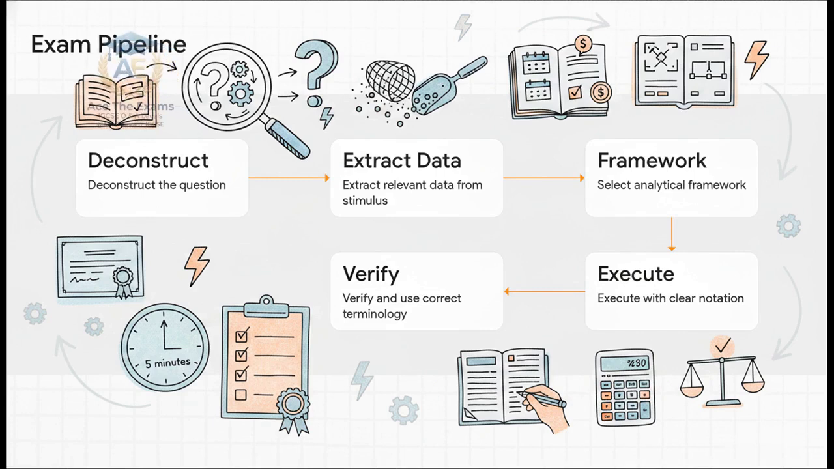Pillar 3 is the last 5 minutes review checklist. This is where you present terminology. In those final 5 minutes, review your work. Did you use proper headings? Did you back your evaluations with specific evidence? Following this systematic pipeline completely replaces exam panic with absolute precision.